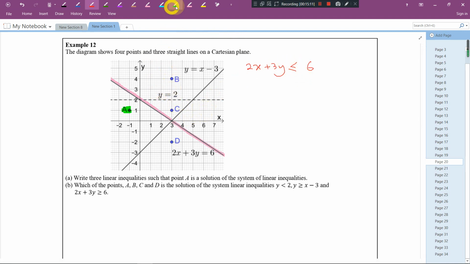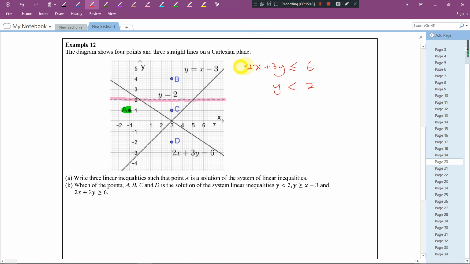Okay, so now let's focus on this line. Y equal to 2. And this point is located below this straight line. It means less than. We cannot use this symbol because this is a dashed line. So we have to change this symbol to less than. Y is less than 2.